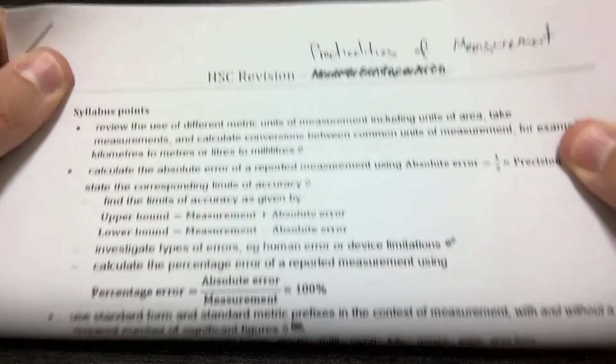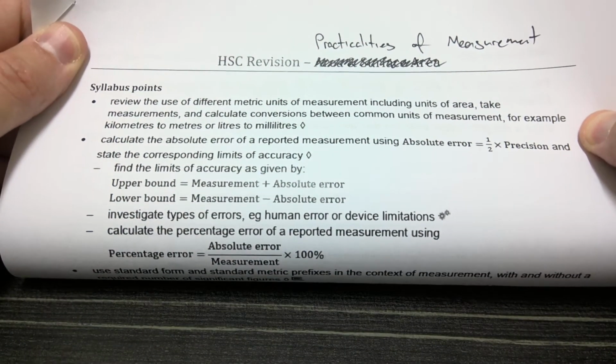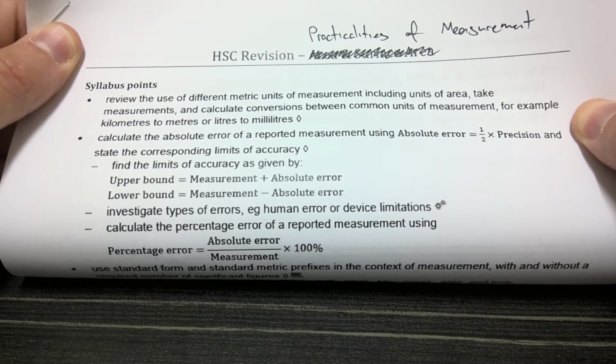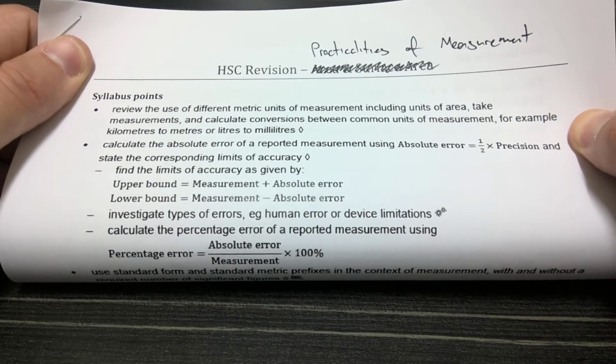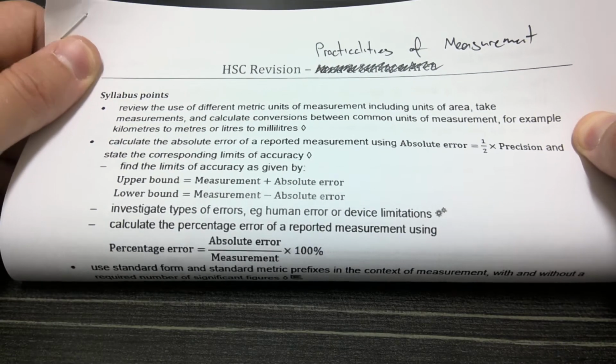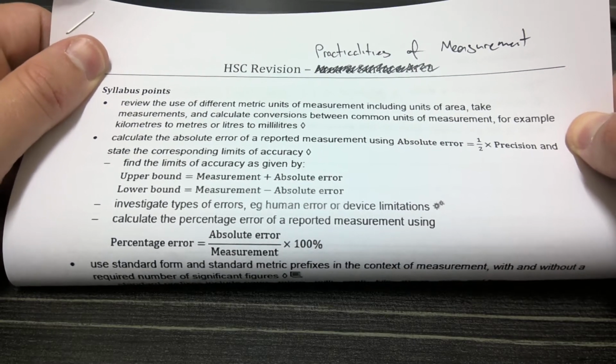So we should review the different measurements and being able to convert between common uses of measurements, say kilometers to meters, liters to milliliters, all that kind of stuff. They're all based on the metric system, so it's all just multiplying by 10 or 100 or 1,000 or something like that. Key ones to remember, like kilo always means 1,000, etc.